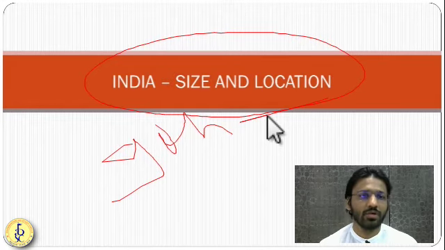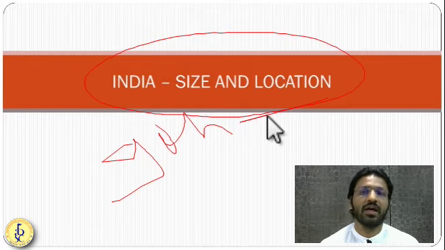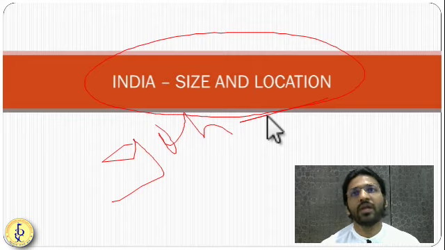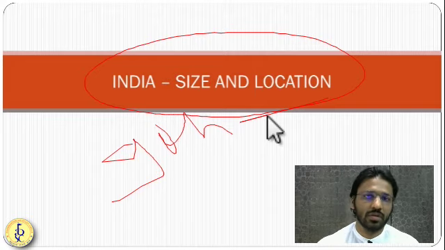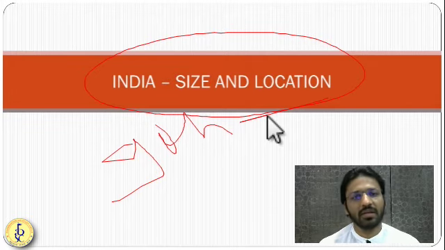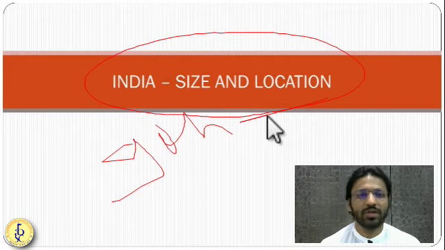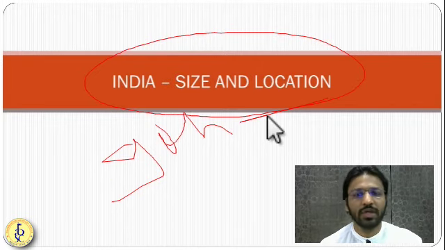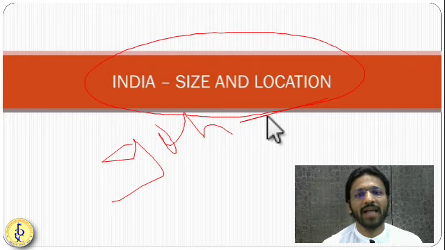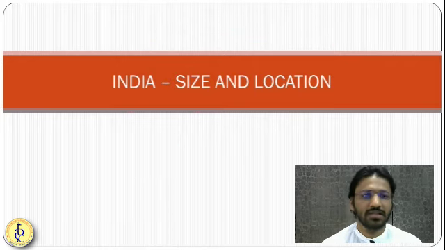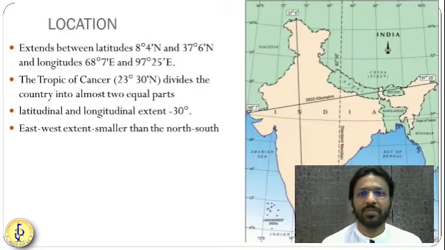The same things you are going to learn: the size of the country, the geographical area, the coastline and latitude, longitudinal position, and east, west, north, south expanses of the country. So it is not going to be a very huge chapter. As we have seen in the previous chapter, the same information is there in this chapter.